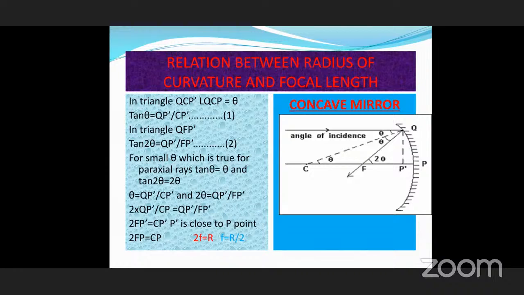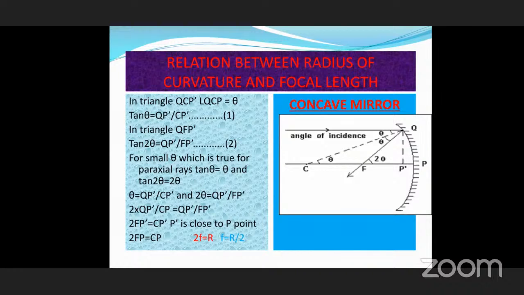If theta is small, instead of tan theta, you can take theta. Instead of tan 2 theta, you can take only 2 theta. There, theta is equal to QP dash by CP dash, and 2 theta is QP dash by FP dash. In place of theta, you substitute QP dash by CP dash. QP dash on both sides cancels out. So 2 FP dash is equal to CP dash.